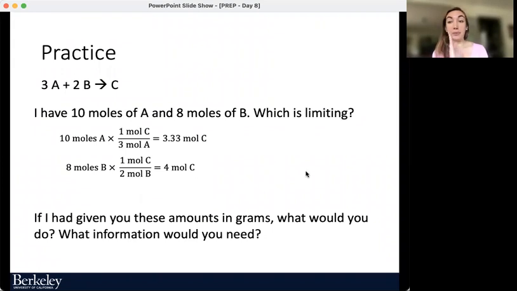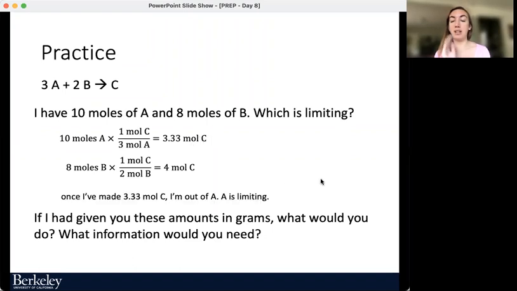But before I make 4 moles of C, I have to make 3.33 moles of C. And I can't get past 3.33 moles of C because I've run out of A. So that means that A is limiting. Does this make sense? Okay. And then can somebody tell me what they would need to do if I gave these amounts in grams?